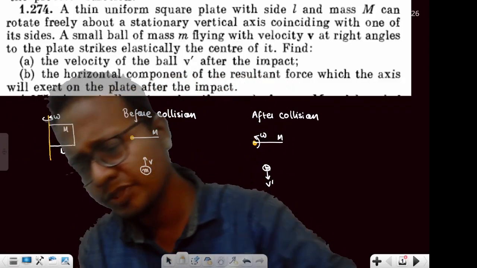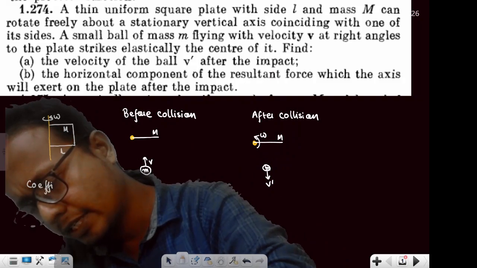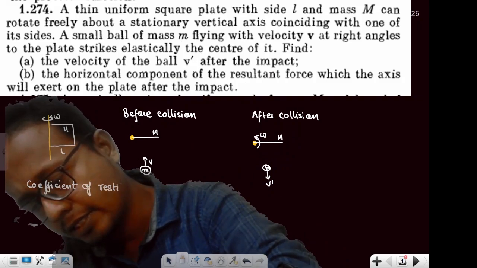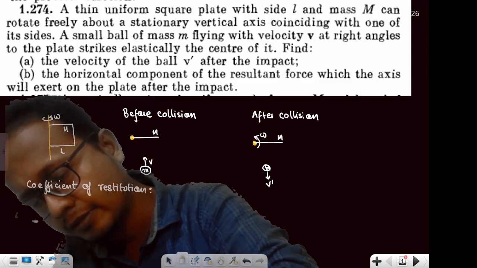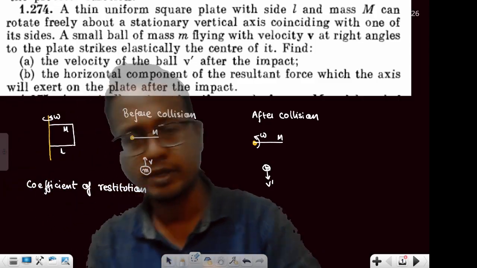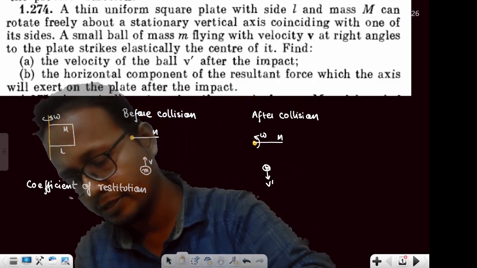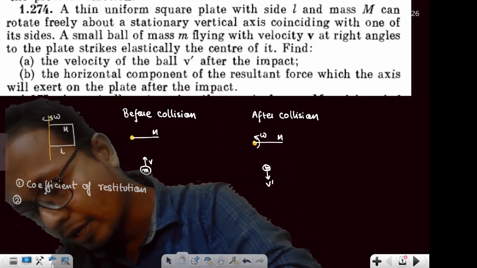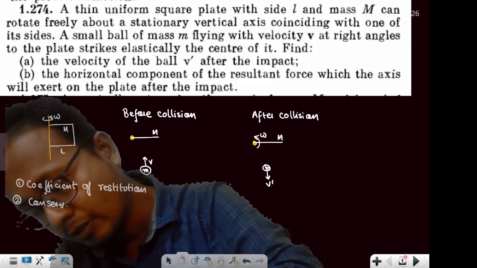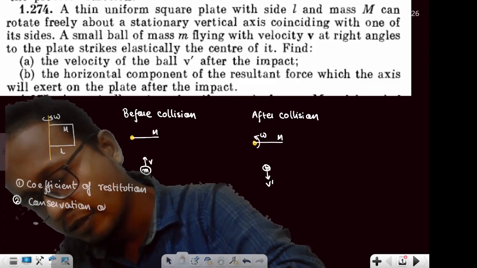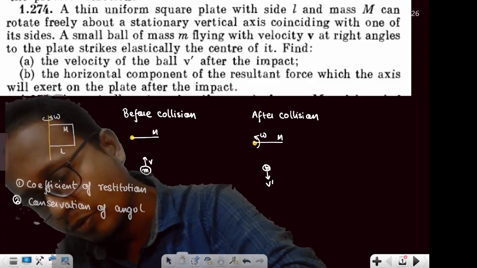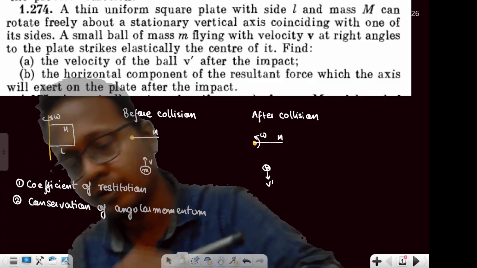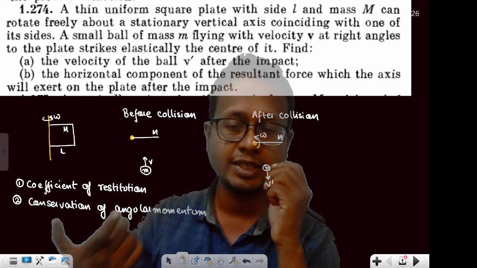First one is coefficient of restitution. The second equation will come from conservation of angular momentum. Now, how do I apply these equations?